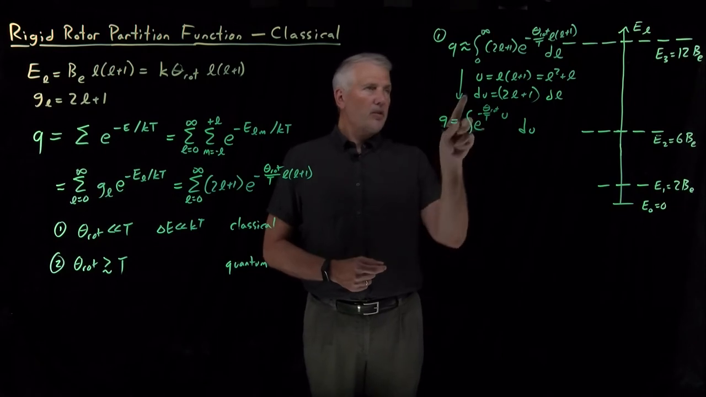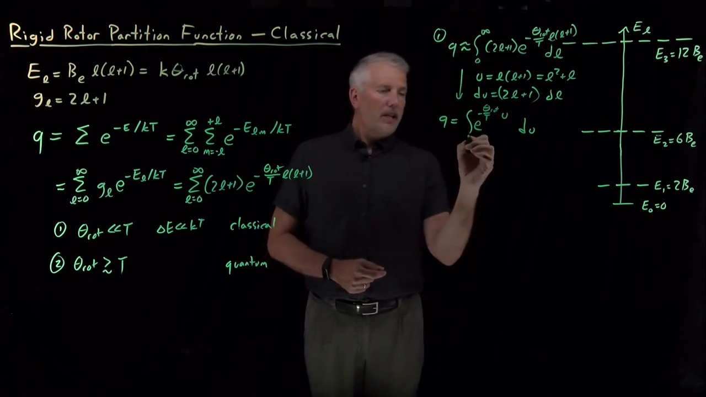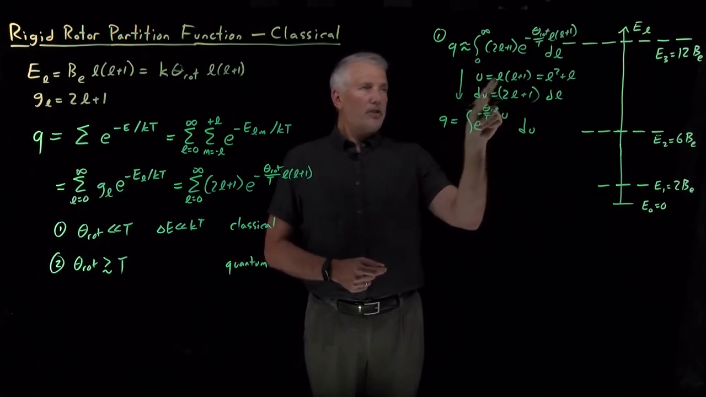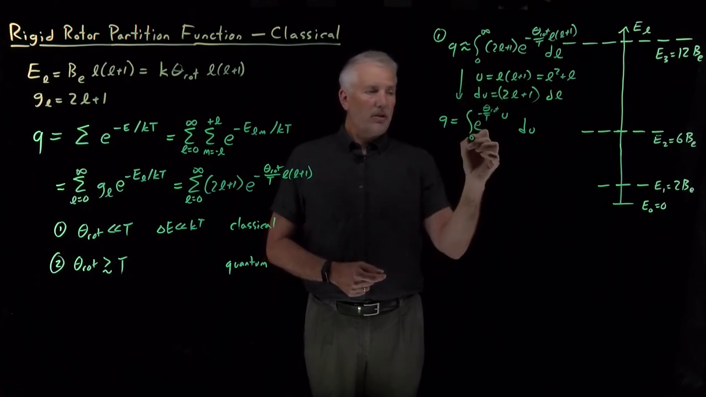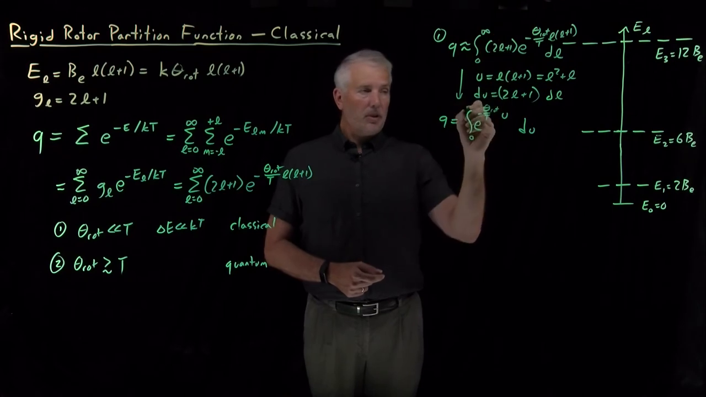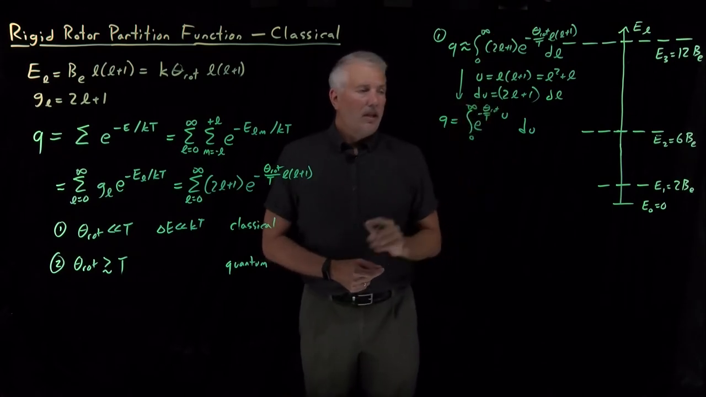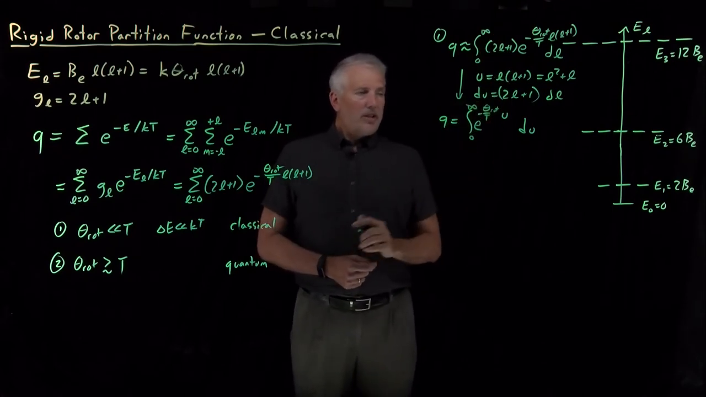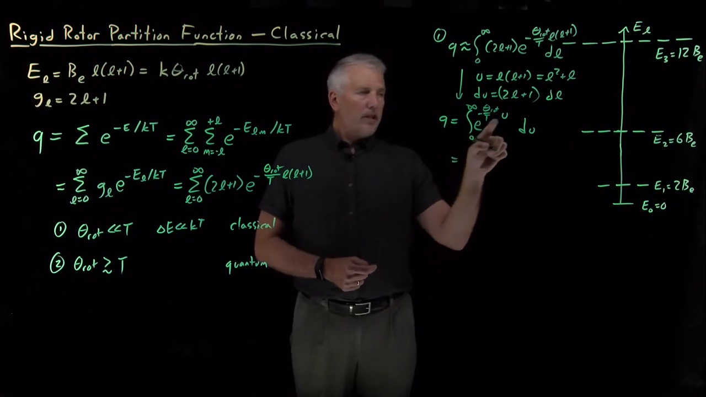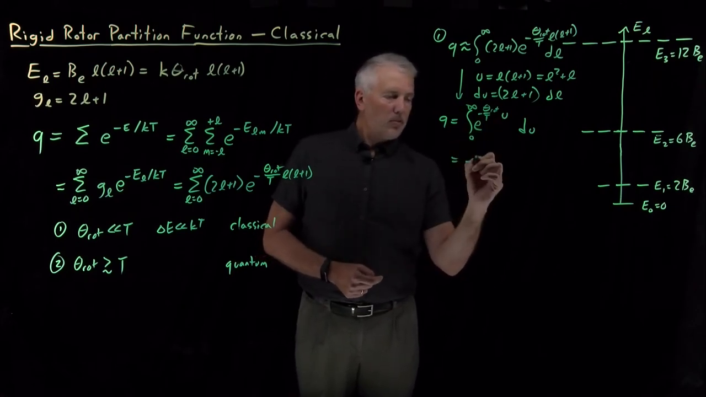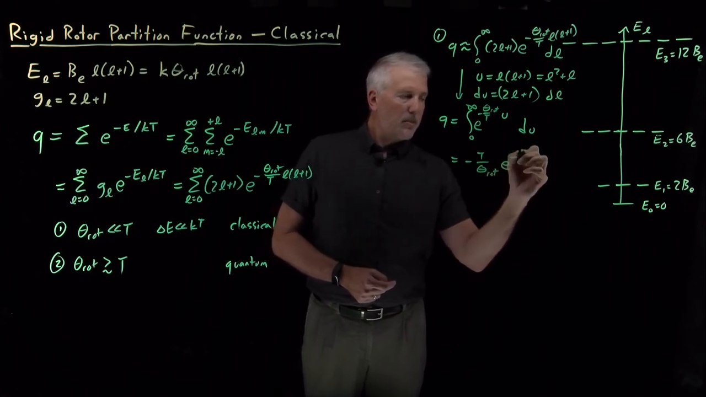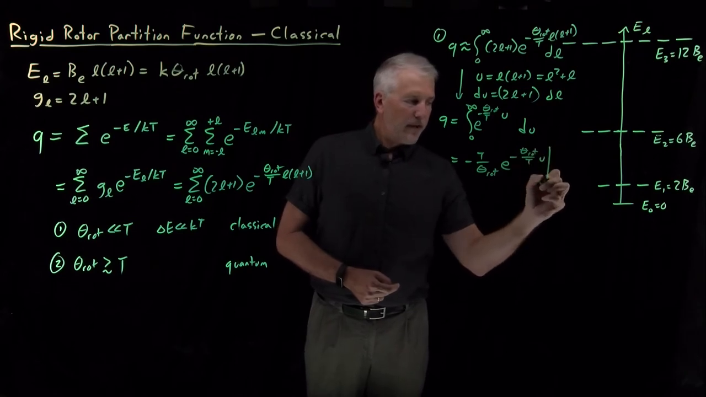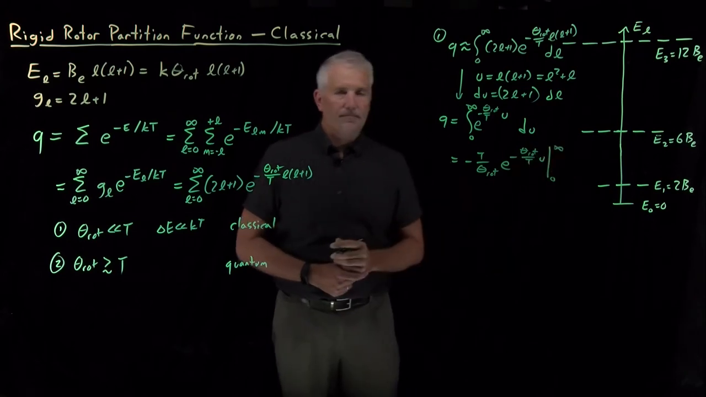The limits on this integral: L used to go from 0 to infinity. u is just take that number times L plus 1. So 0 times 1 is still 0. Infinity times infinity plus 1 is definitely still infinite. So the limits are actually unchanged. And when I do this integral, the integral of e to the u with some constants out front is 1 over those constants times the same exponential. And I have to evaluate that between 0 and infinity.